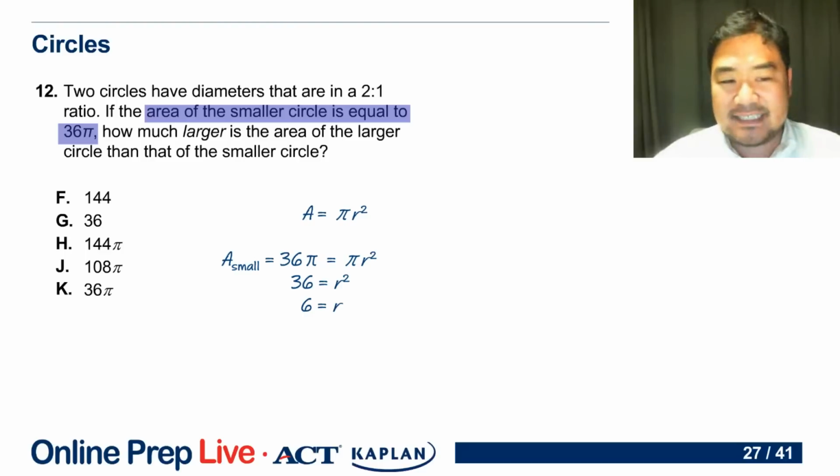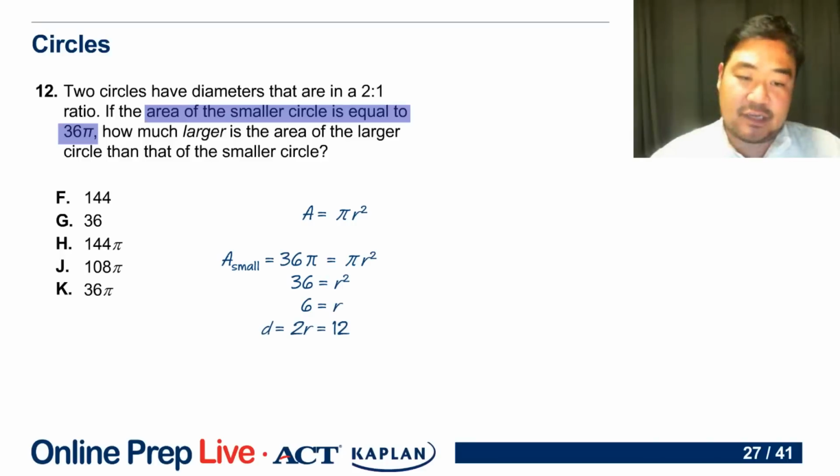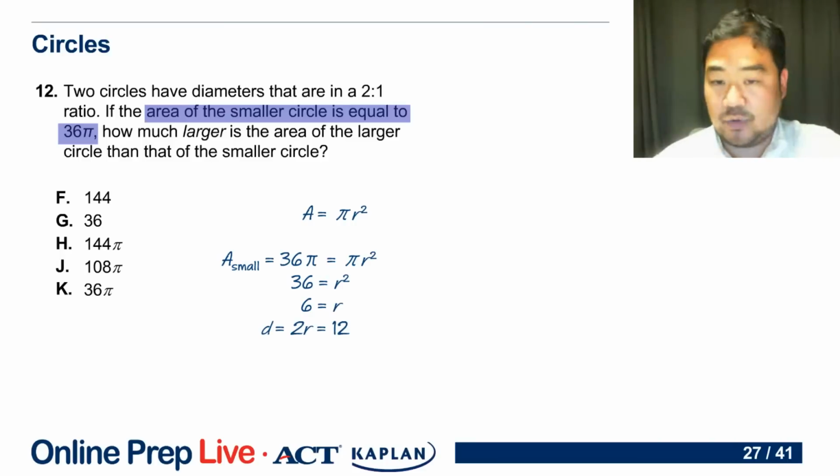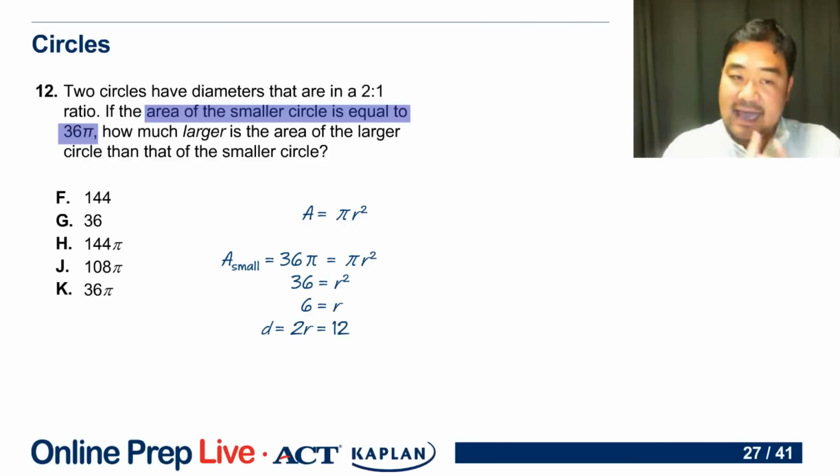So the radius is equal to 6. Now the question talks all this stuff about diameters, right? Two circles have diameters that are in a 2-to-1 ratio. So first, if the radius is 6, the diameter then is just going to be 2 times r, which is equal to 12.